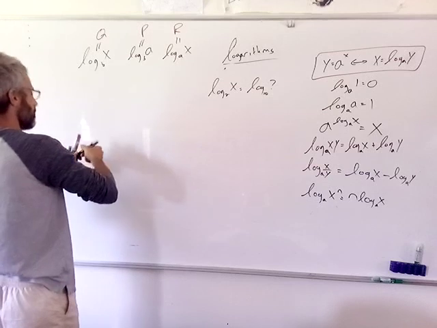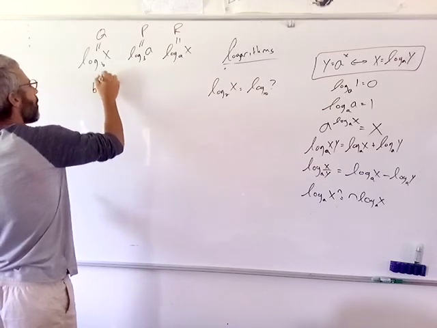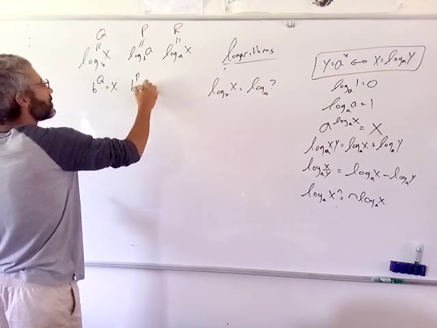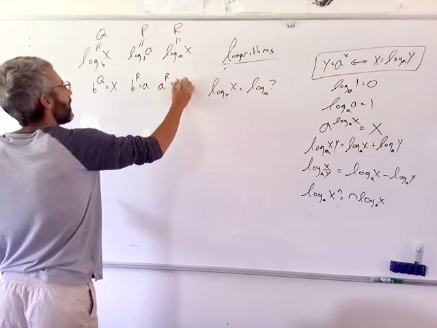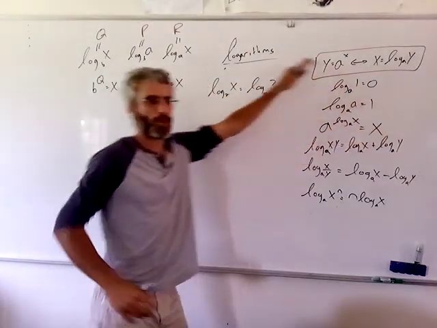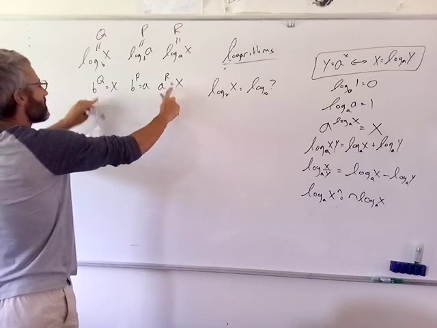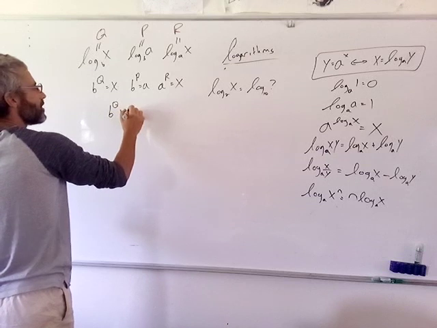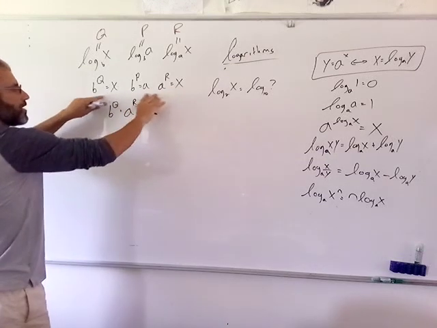From that, we know that b to the power of q equals x, b to the power of p equals a, and a to the power of r equals x. That's the crucial rule that we move from log to exponent. Now in exponent, some things are becoming clear. If this is equal to x and that's equal to x, that means b to the power of q is equal to a to the power of r. That's from those two equations.